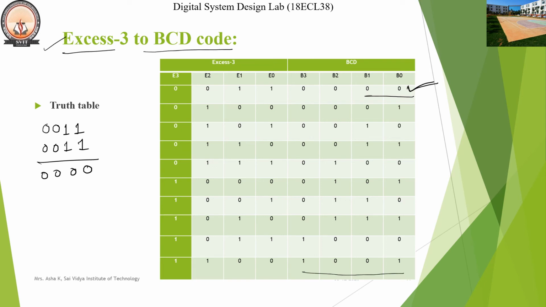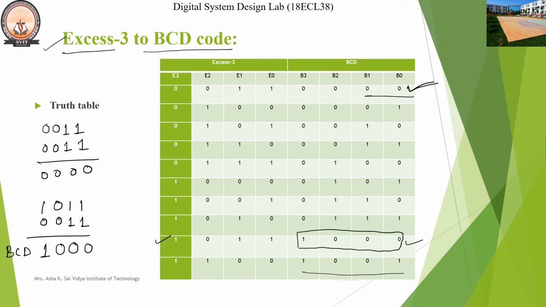After representing this XS3 to BCD truth table, let us analyze one more XS3 number, that is 1011. Perform the subtraction with a constant 3 to get the BCD value. The BCD value in this case is 1 minus 1 is 0, 1 minus 1 is 0, 0 minus 0 is 0, 1 minus 0 is 1. That is the BCD value, that is 1000.